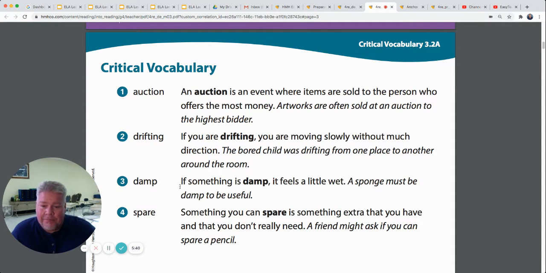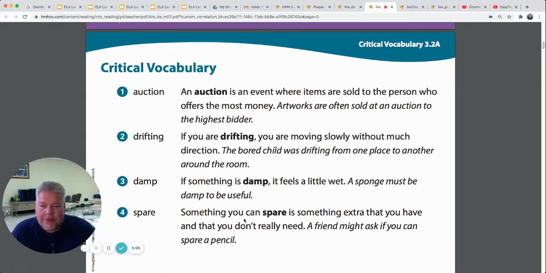Damp. If something is damp, it feels a little wet. A sponge must be damp to be useful, to clean off the stove top, or we use a sponge to clean our shower at our house. So damp. Something is damp. It feels a little wet.